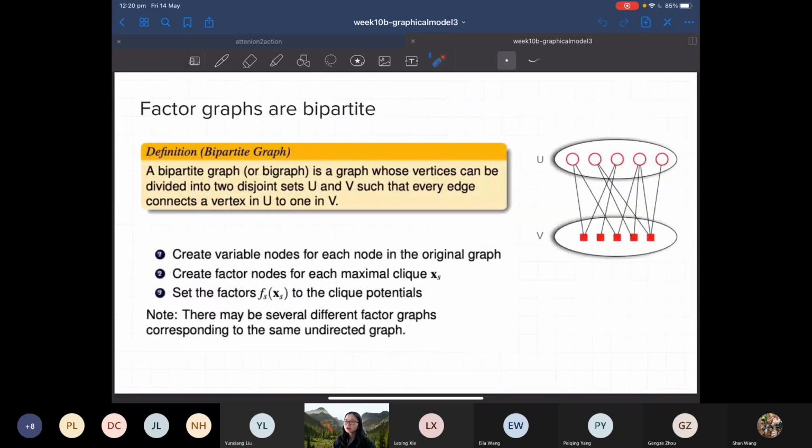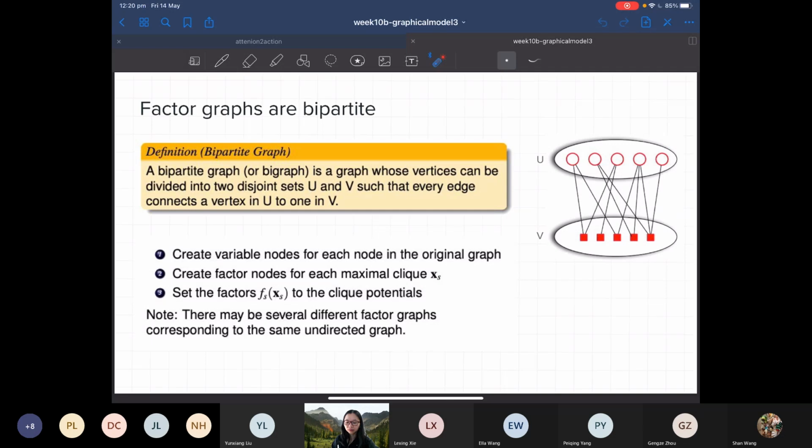So what are some general properties of factor graphs? We claim that factor graphs are bipartite. A bipartite graph is a graph whose vertices are divided into two disjoint sets, U and V, such that every edge connects a vertex in U to a vertex in V, but no edge directly connects vertices within U or within V. This is indeed the case for factor graphs because square nodes are only connected to circle nodes and vice versa.